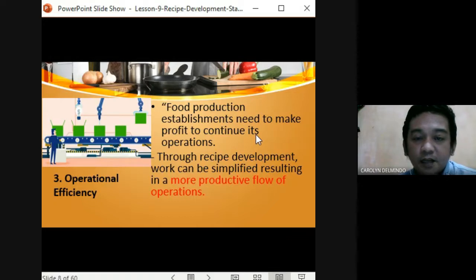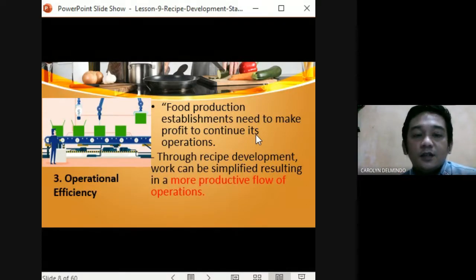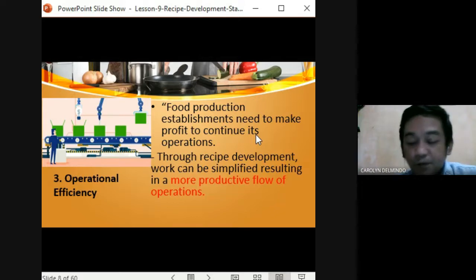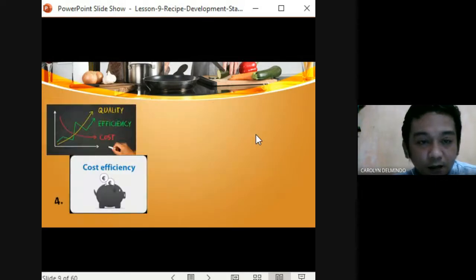Some big companies establish their operation with the use of technologies. Okay? The more efficient yung technologies na gagamitin natin tsaka yung mga staff, mas maganda yung operation na mangyayari. At the same time, yung profit din po, walang masasayang. Okay?